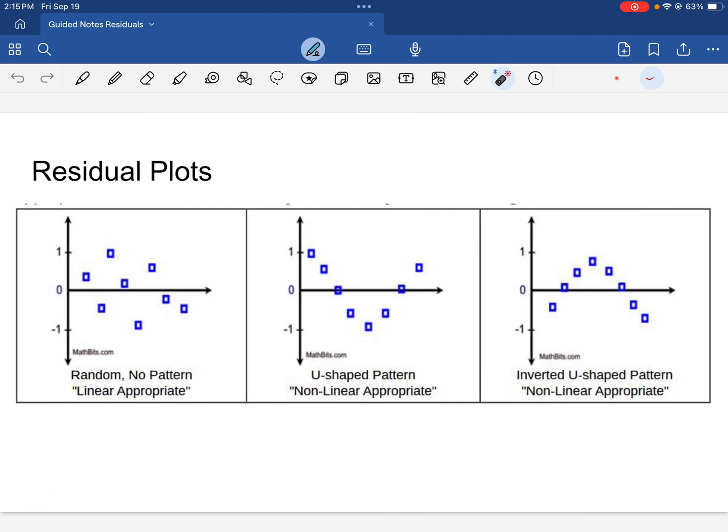So here it is giving you some examples of when linear is appropriate versus when nonlinear is appropriate. You can see in this first one how these are all randomly spaced above and below the x-axis, which makes linear appropriate. These two here both have a U-shaped pattern to them, which indicates that a nonlinear model is probably a better fit for that set of data. So randomly spaced above and below the x-axis for the residual plot means linear is appropriate. A U-shaped pattern means that nonlinear is appropriate.